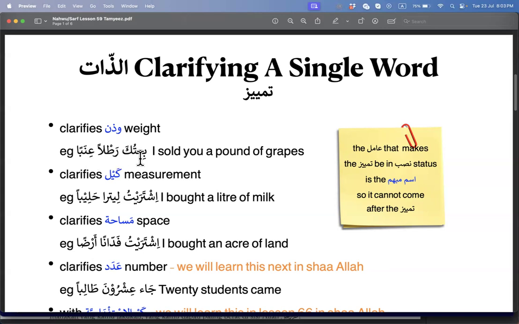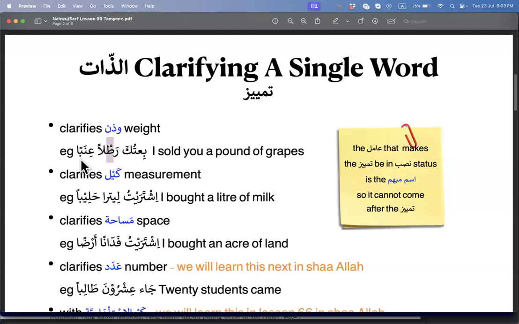Okay. So I sold you Rotlan, a pound. What is this in i'rab? This one is mansub, nakira. The pound is the wazan, the weight, correct. But in i'rab, this is fi'il, this is maf'ul, what is this in i'rab? This one is maf'ulun bihi thani. Yes, exactly. I sold who what. So this is maf'ul bihi thani.